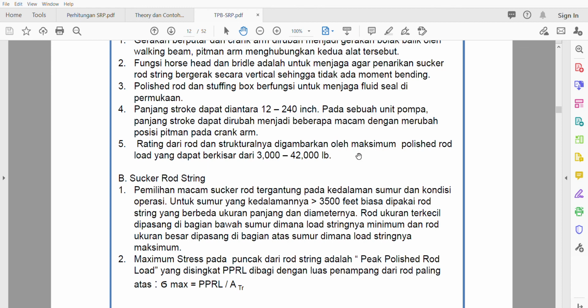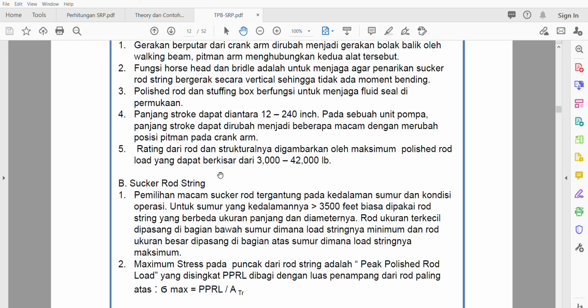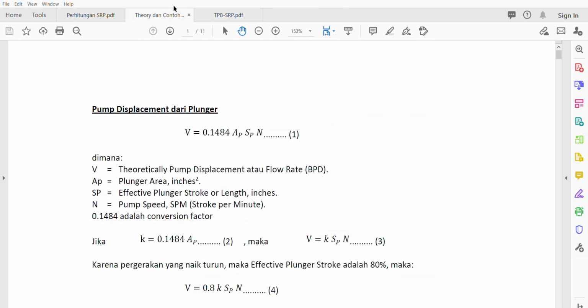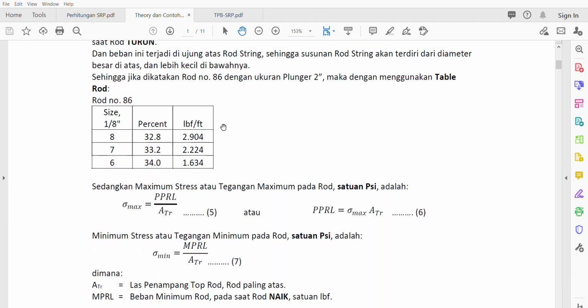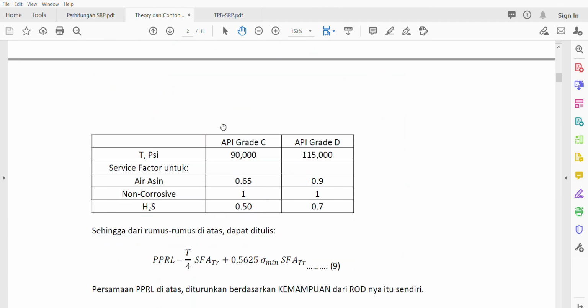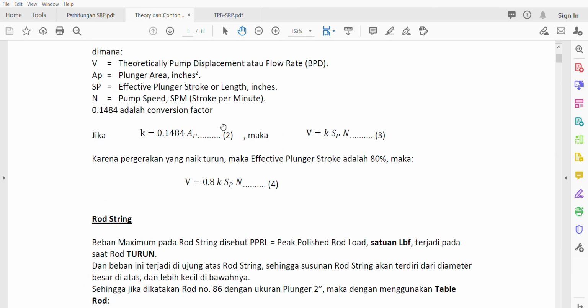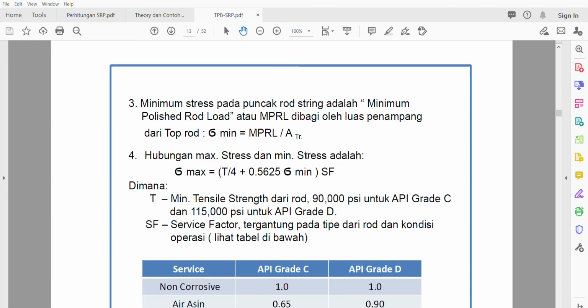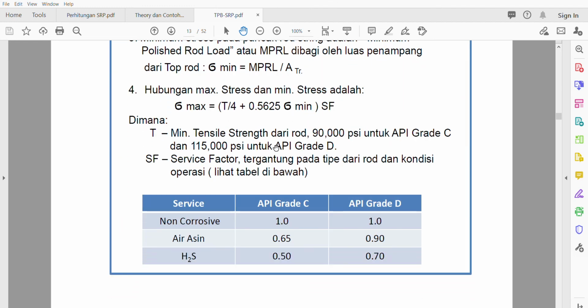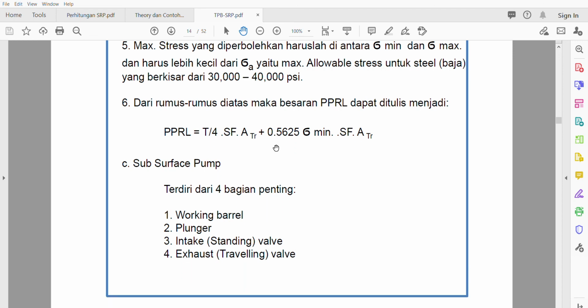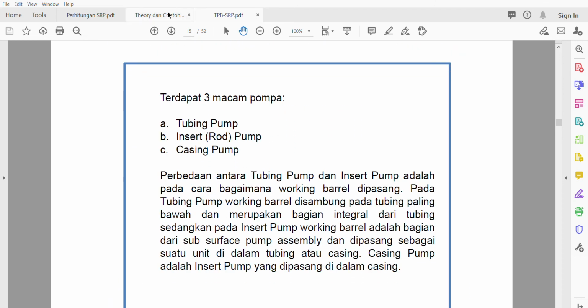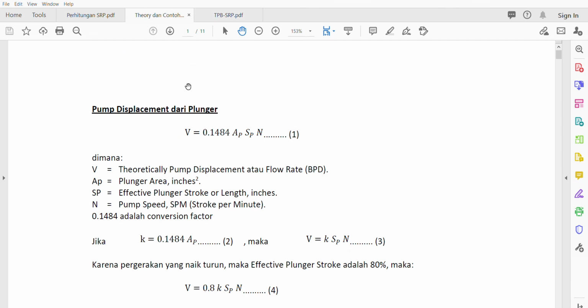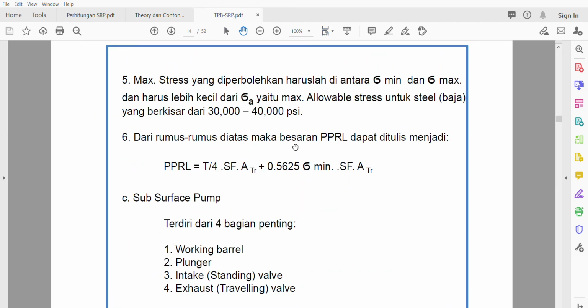This is the calculation of the sucker rod string. I have this here for everything. It is the same as the one I mentioned earlier, but it is much easier for me to understand here. Please read this one, and then I will explain it to you by using this PDF.